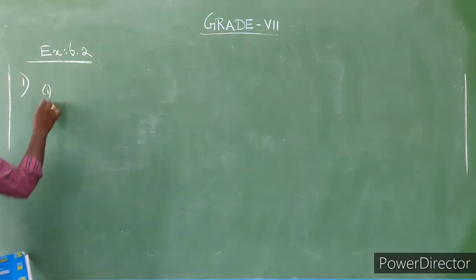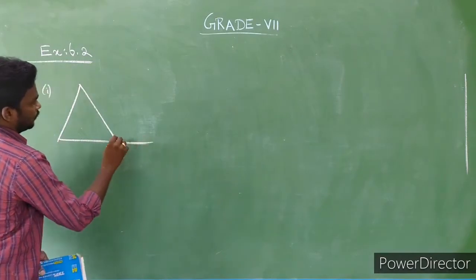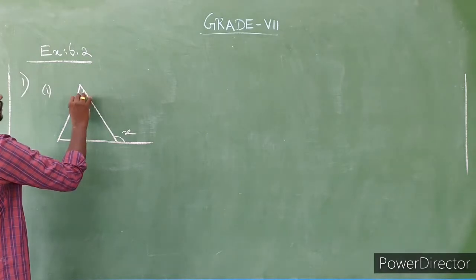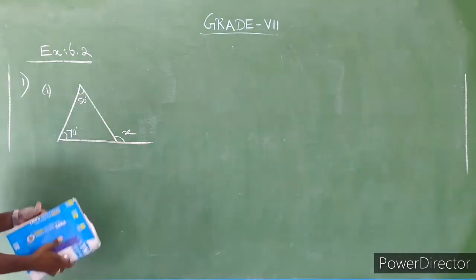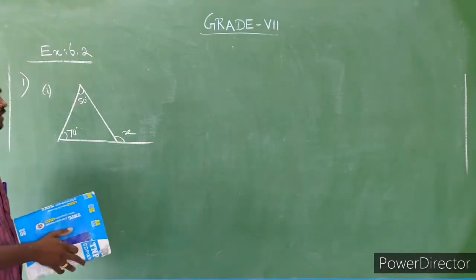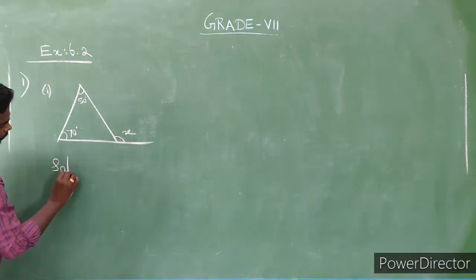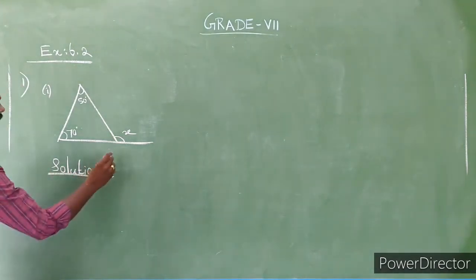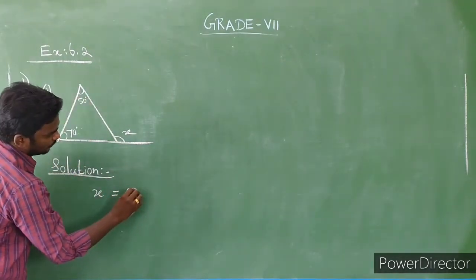So the first one is angle x. This is angle 50 degrees and the next one is angle 70 degrees. Find the value of the unknown exterior angle x in the following diagram. How to find the value of x? So we know x is equal to 50 degrees plus 70 degrees.